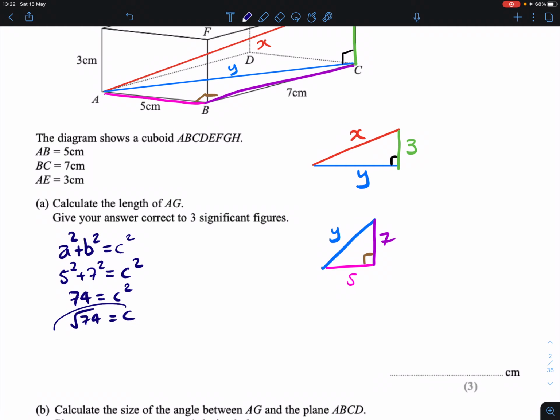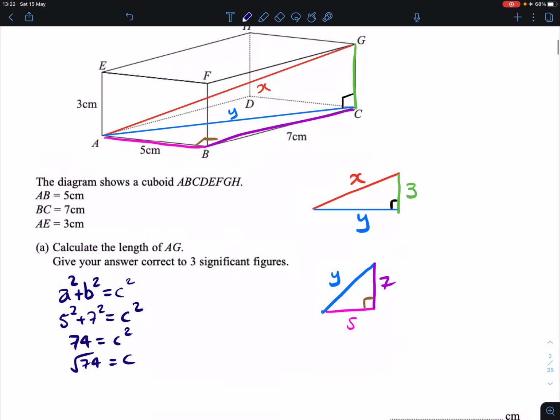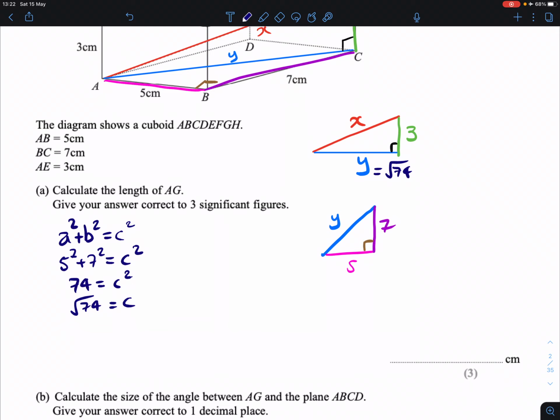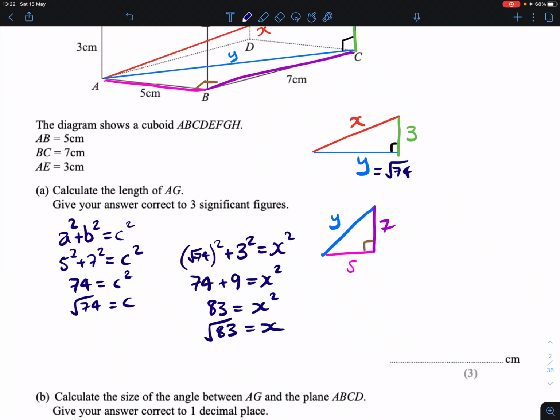I don't need to turn this into a decimal because I'm not done yet. We're going to now take that answer over here. So y is root 74. And we do Pythagoras all over again here. So we're going to have root 74 squared, which just for the record turns into 74, plus 3 squared, the other smaller side, will equal x squared. So that's going to give us x squared as being 83. And then when we square root 83, that will give us our length of x.